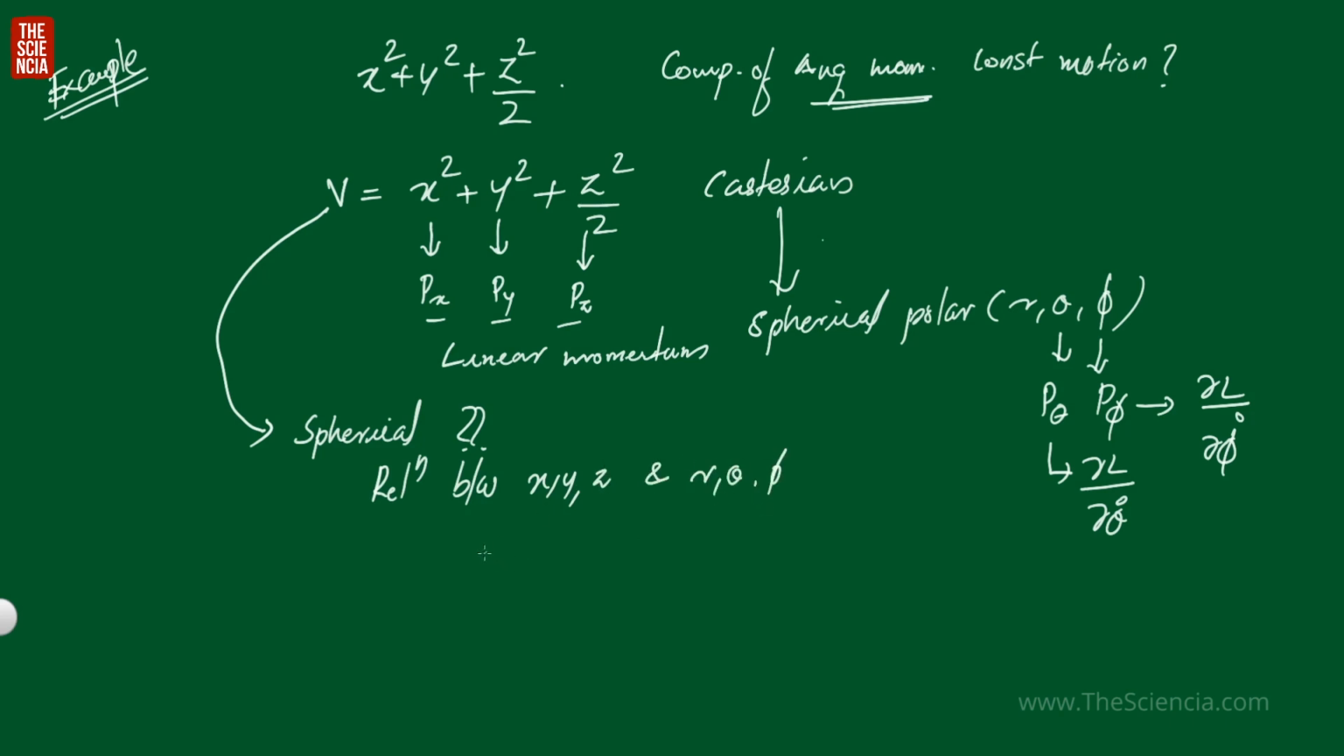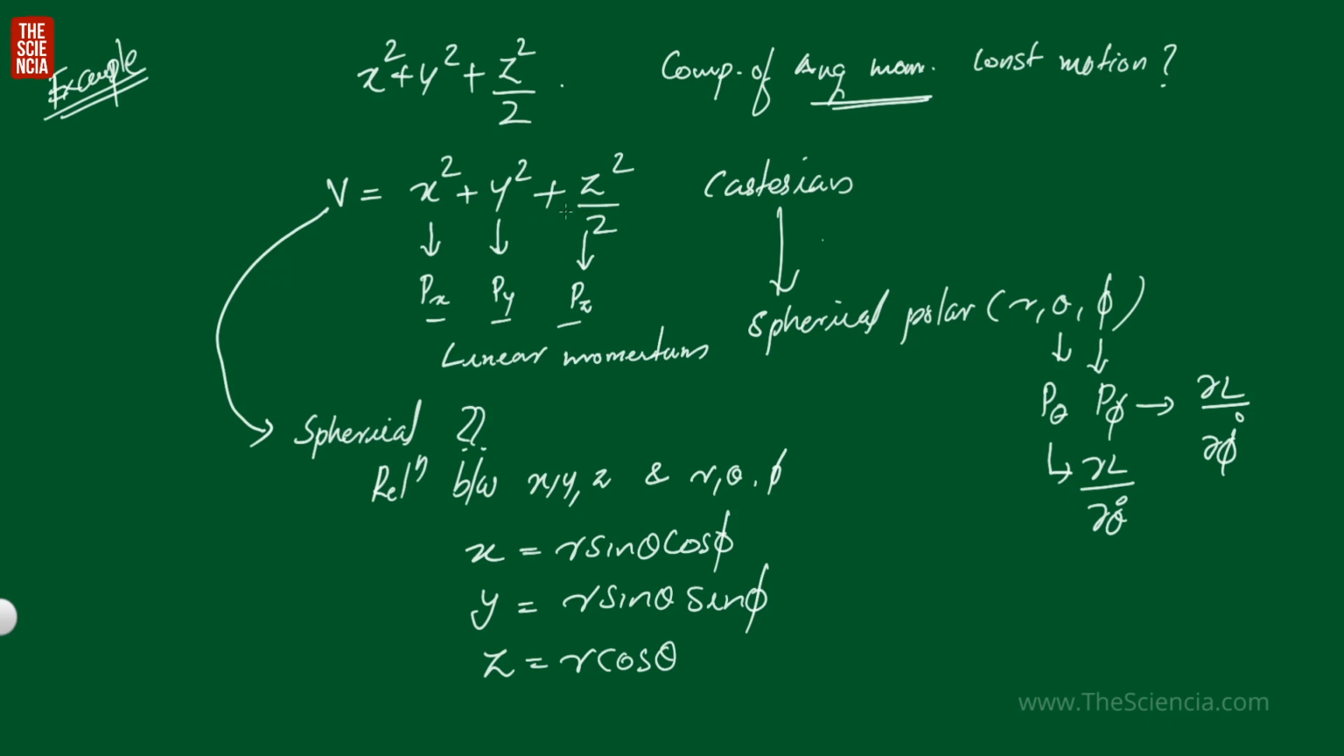I told you this in the earlier class. Are you remembering? x will be equal to r sin theta cos phi, y will be equal to r sin theta sin phi, and z is equal to r cos theta. So you can substitute these x, y, z values in this equation. So we get the potential.